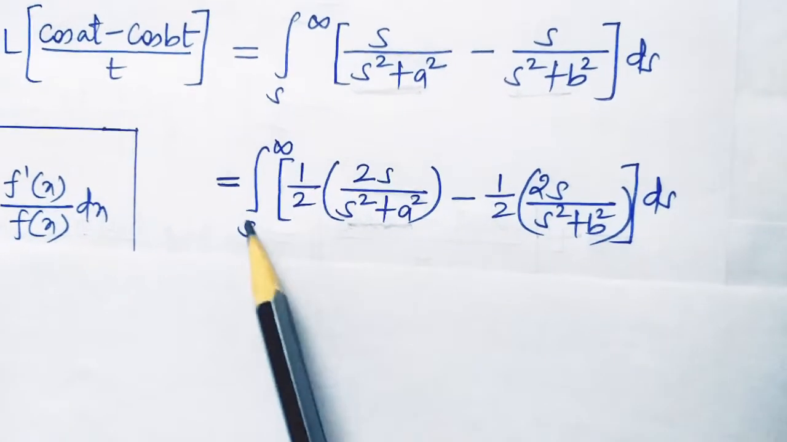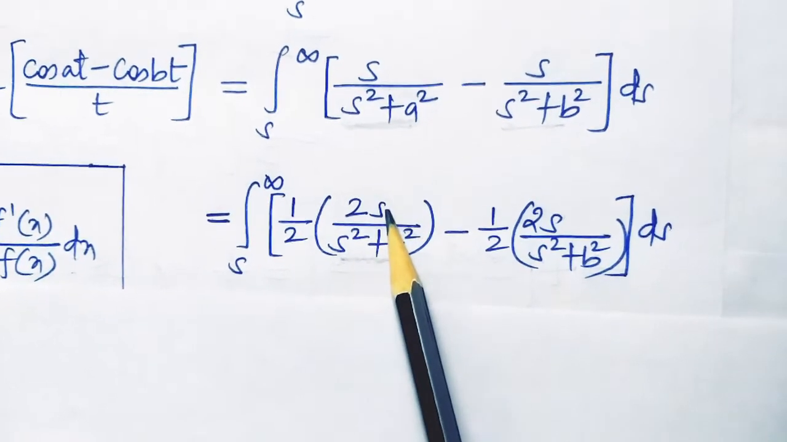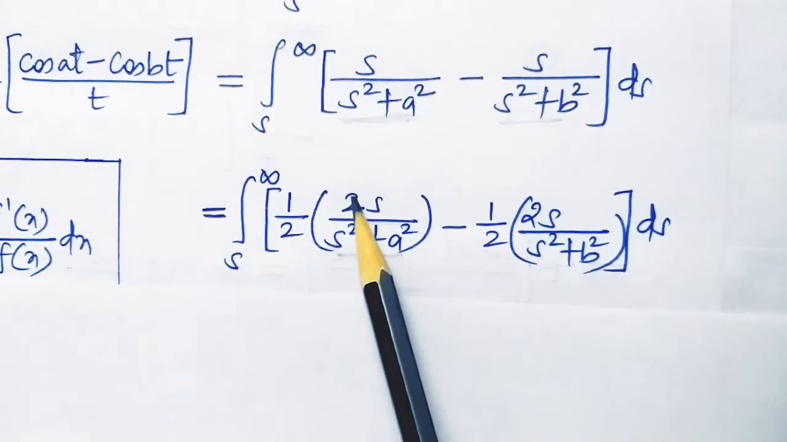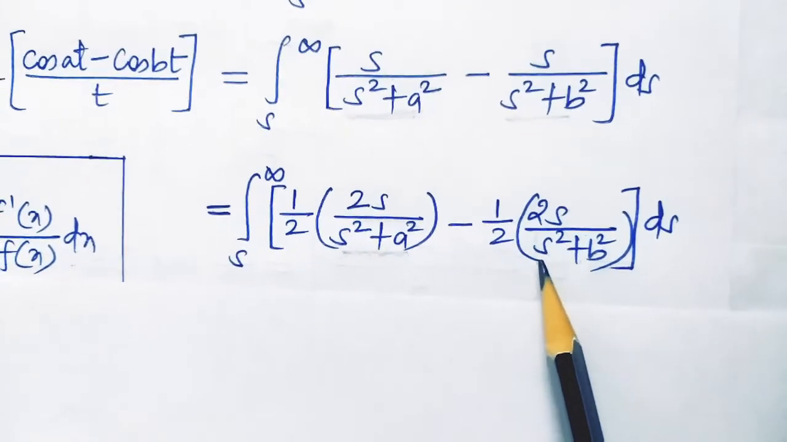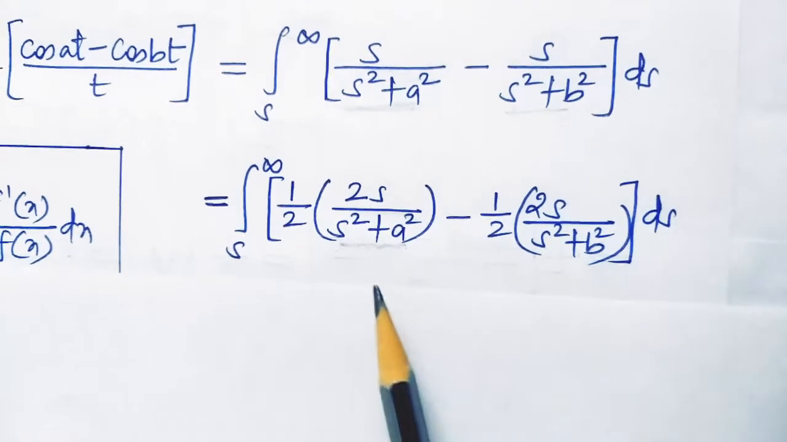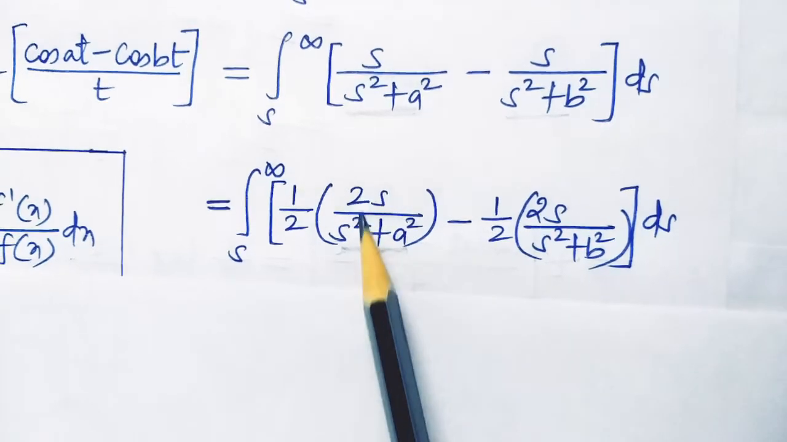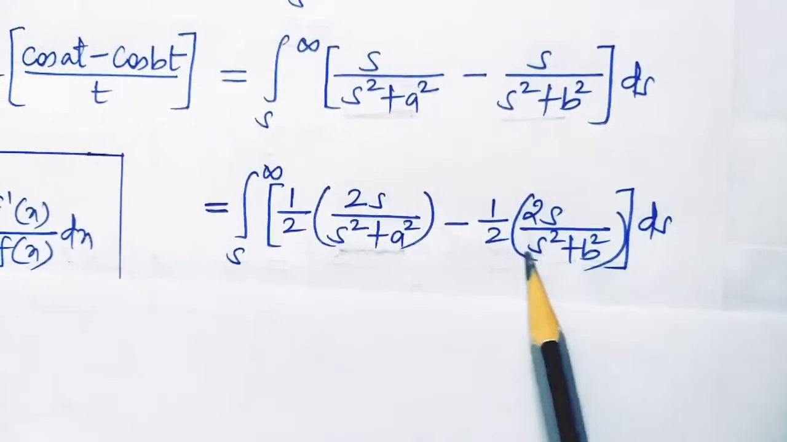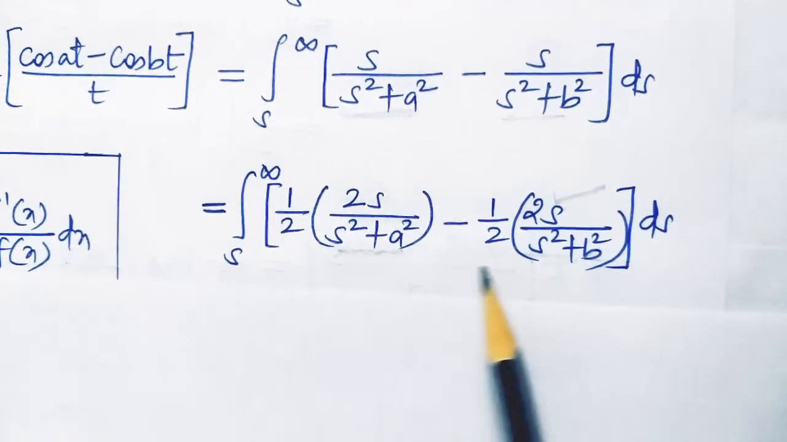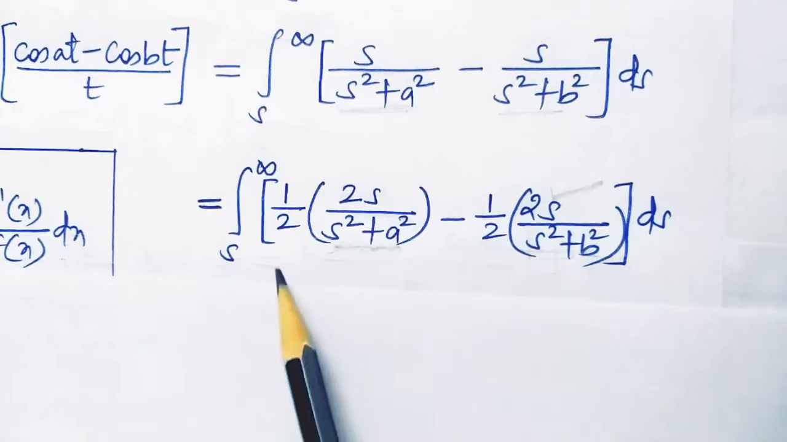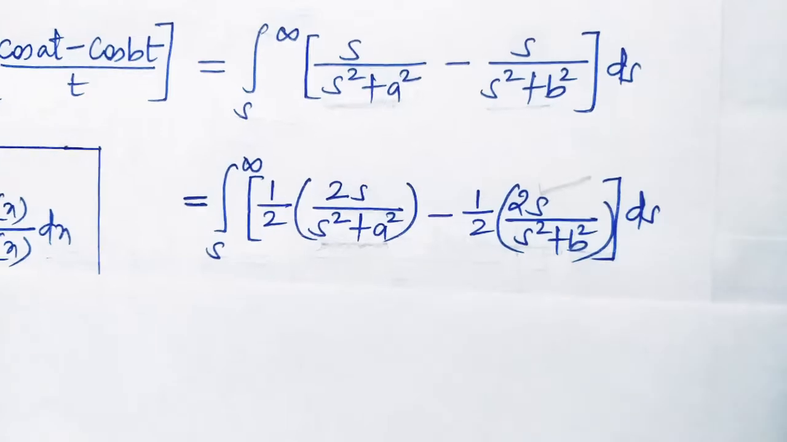Okay, so the integration between s to infinity of 1 by 2 with the first term 2s divided by s square plus a square, multiplied and divided by 2. Again for the second, the same: 1 by 2, 2s divided by s square plus b square ds. Now each term is in the standard form, that is, the denominator is a function and the numerator is the derivative. And we know that whenever we come across this form, we can straightaway write log of s square plus a square, again log of s square plus b square.